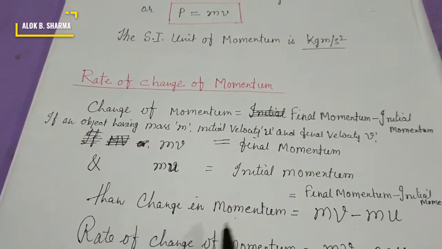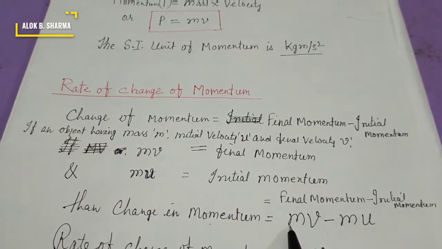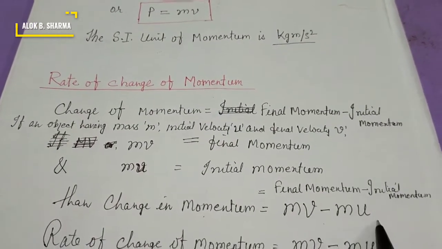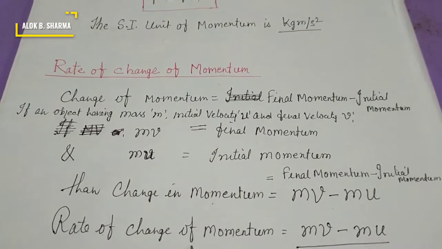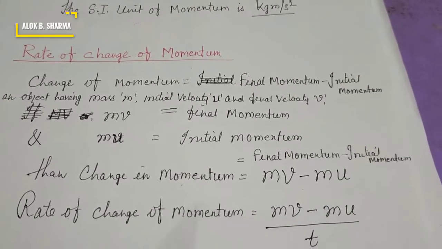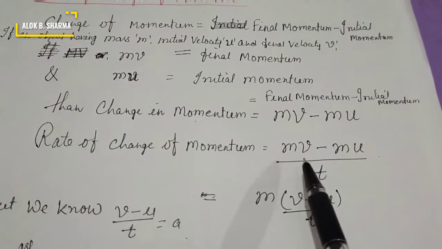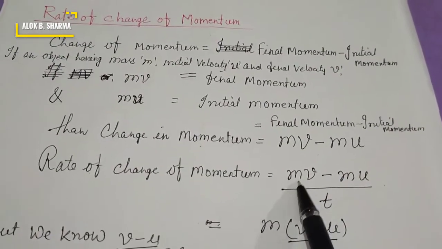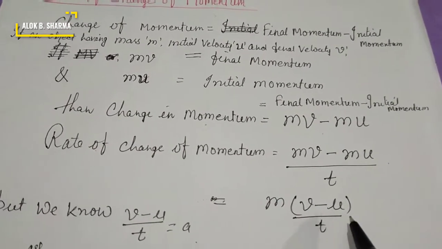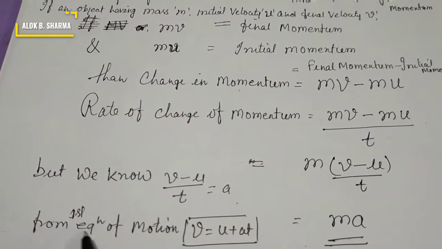So what is the change in momentum? This is final momentum minus initial momentum. The final momentum is mv and the initial momentum is mu, so the change in momentum is mv minus mu. Now for the rate of change of momentum, we divide the change of momentum by time, that is, mv minus mu upon t. This is the rate of change of momentum. Calculating this, m is common and taken out, so m times v minus u upon t. We know the value of v minus u upon t from the first equation of motion.